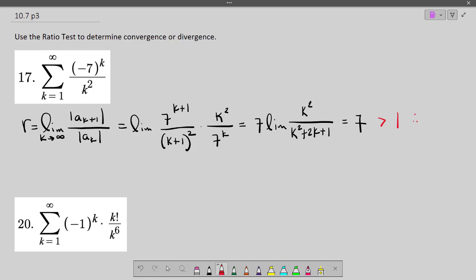Yep. And this makes perfect sense when we think about our intuition. When we look up there, we have an exponential in the numerator and a polynomial in the denominator. Exponentials dominate polynomials, so that's not going to converge. That'll diverge.